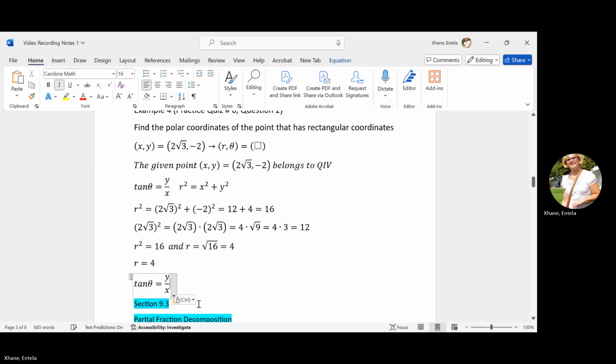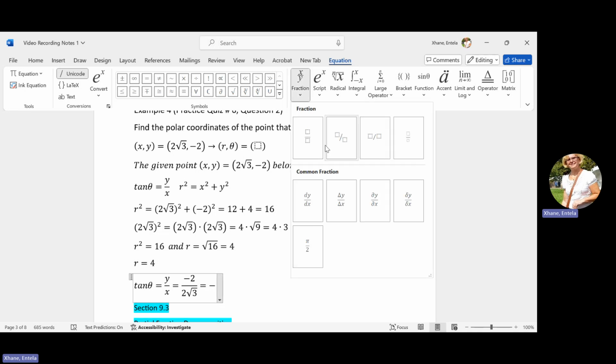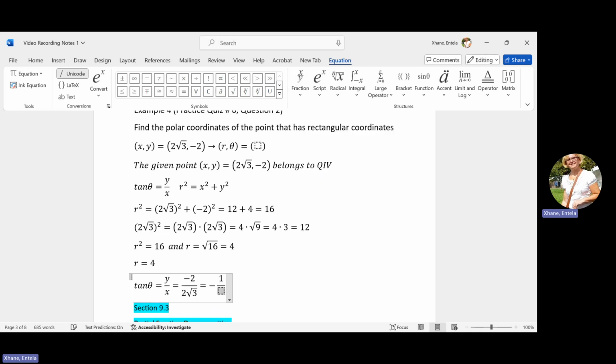Sorry about that. I don't know why I copied that as 2 square root of 2, but it is 2 square root of 3. Feel free to check your practice quiz. You have a copy of it. So now let's look at tangent. Tangent is the ratio of the y coordinate over the x coordinate, and that is negative 2 over 2 square root of 3. So it's going to be a negative. 2 cancels out. So we get 1 at the top, and then square root of 3 at the bottom.